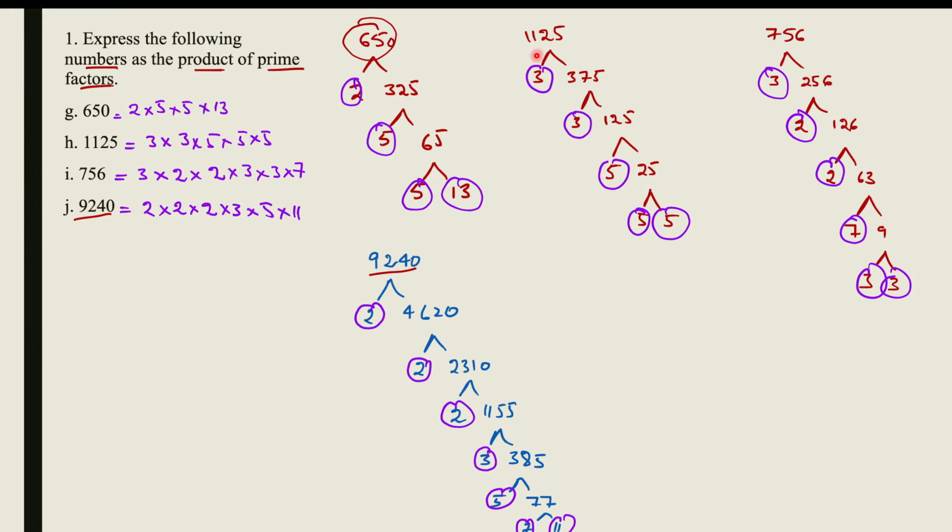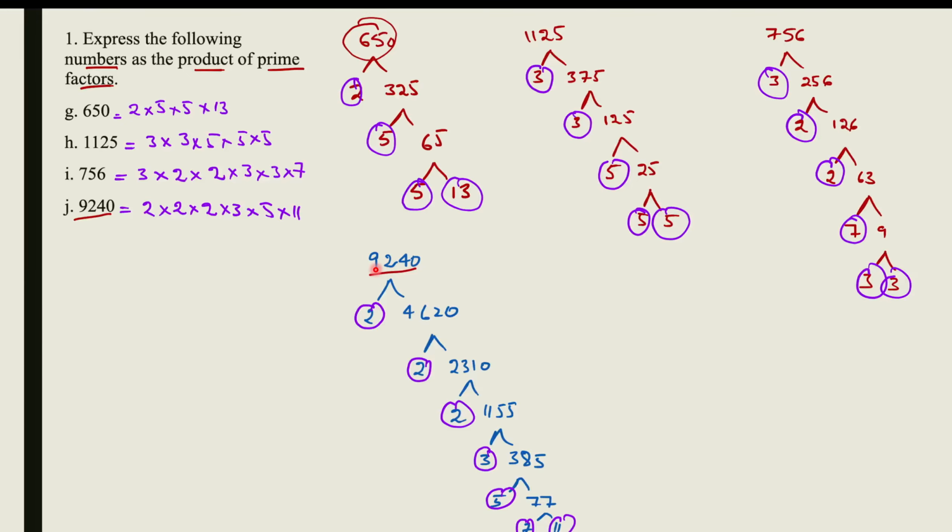1125 is done in the same manner. 756 is done in the same manner. In all of them, as you can see, we are circling the prime numbers, the prime factors, and we stop when we receive 2 prime factors. And then we express it as the product of prime factors using the multiplication sign between the prime factors.